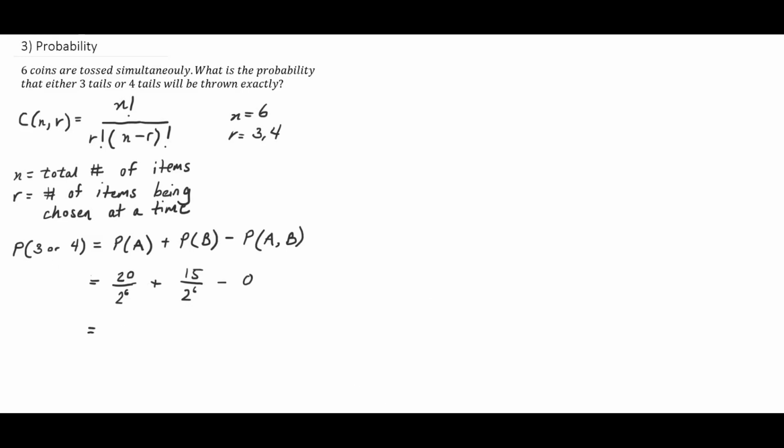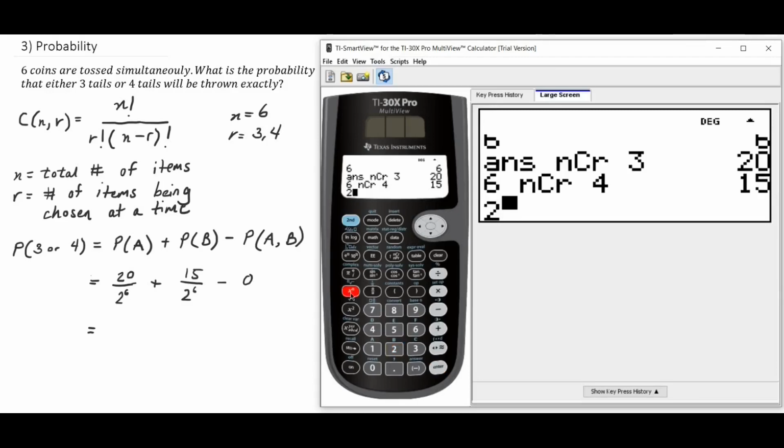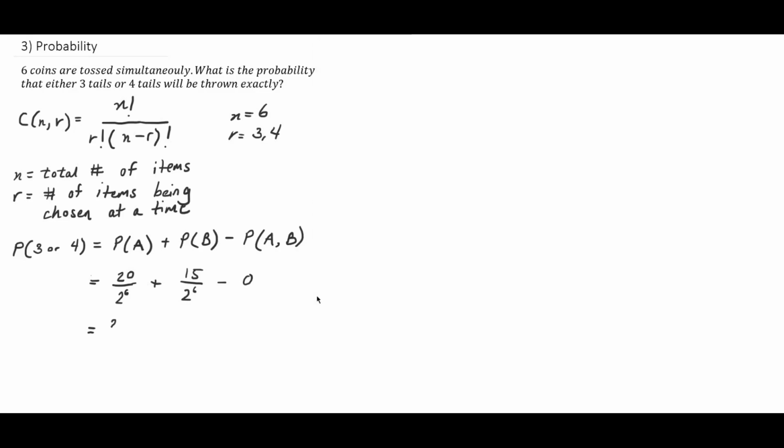So 2 to the 6th is equal to 64. So the probability of either 3 tails or 4 tails will be thrown exactly is equal to 35 out of 64, or 54.69%.